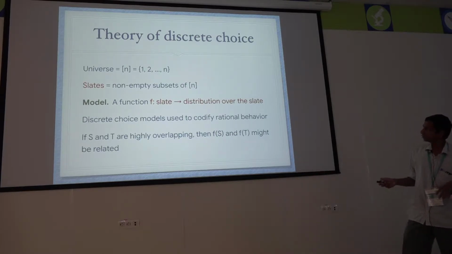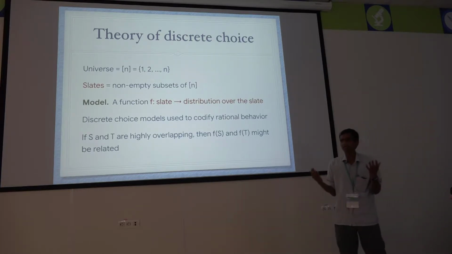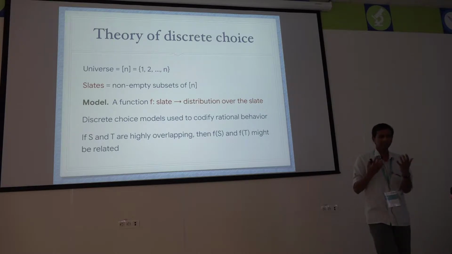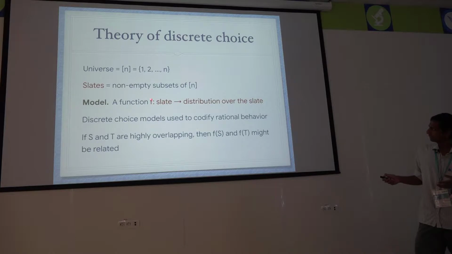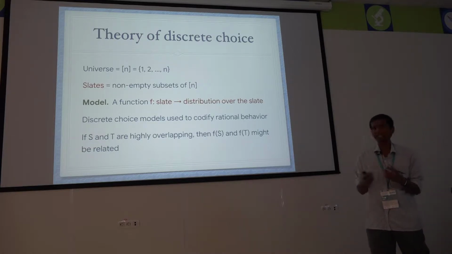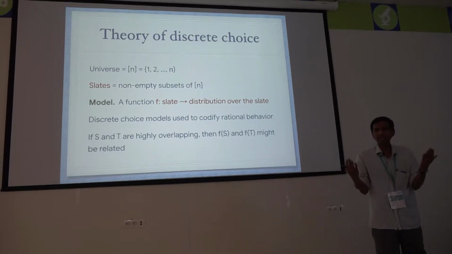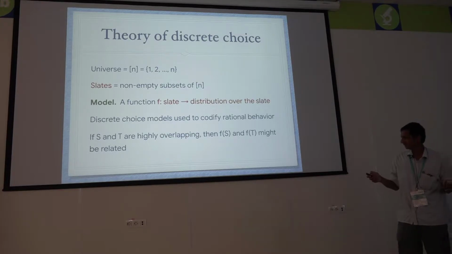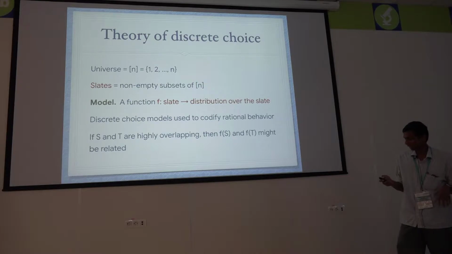And historically discrete choice models are used to codify rational behavior. You want to assume that people are rational, and so you want to model this making that assumption. In this example I have indicated f to be a very general function, but in practice this is not true. If given two slates s and t that are highly overlapping, it's more likely that f of s and f of t will be somewhat related, right? This very general setting doesn't capture that, but that's good to keep in mind.